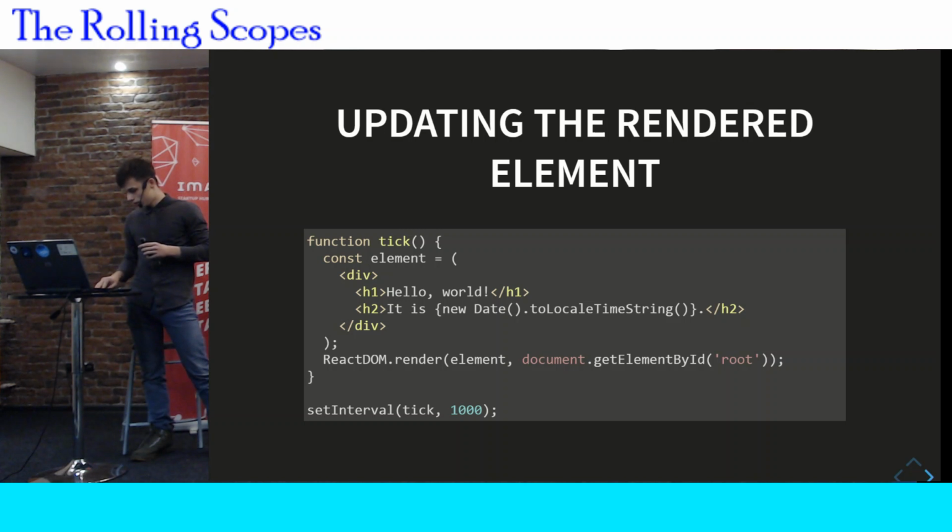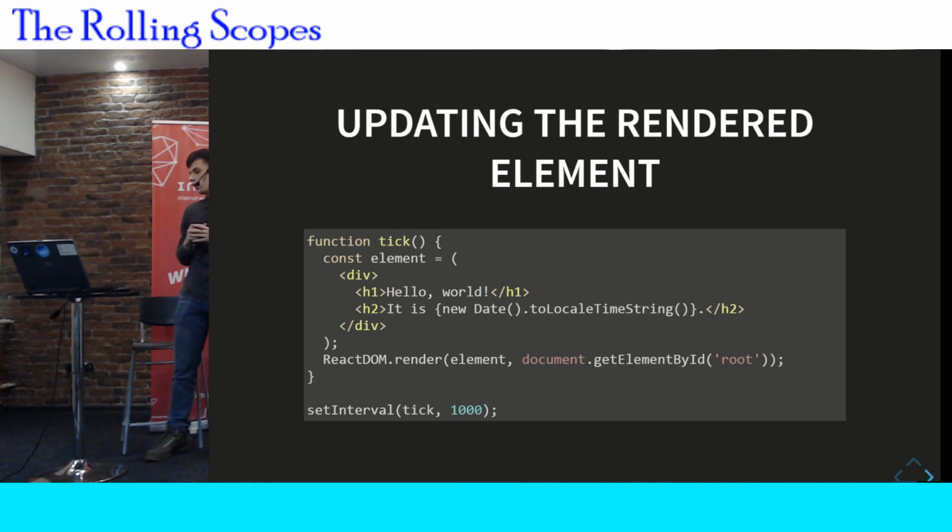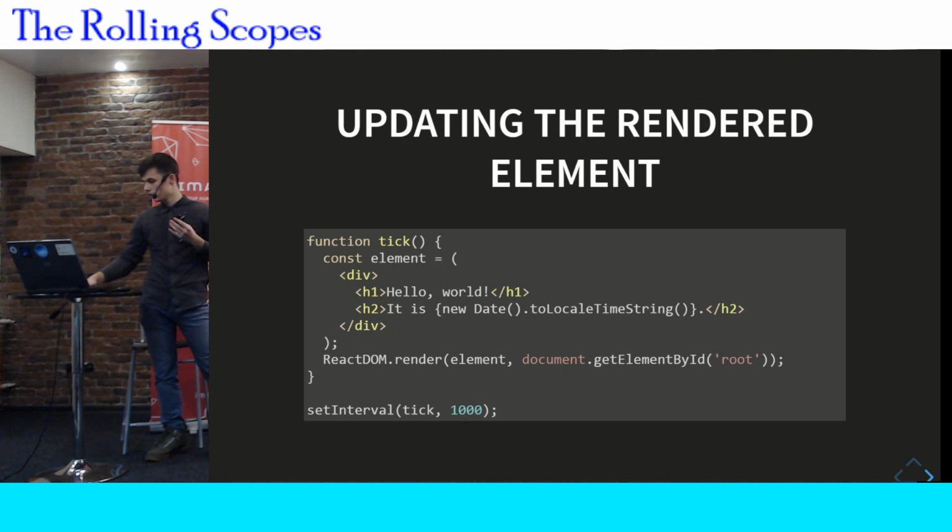Okay, updating the rendered element. This function calls ReactDOM.render every second by the setInterval callback. And let's see how ReactDOM renders this.